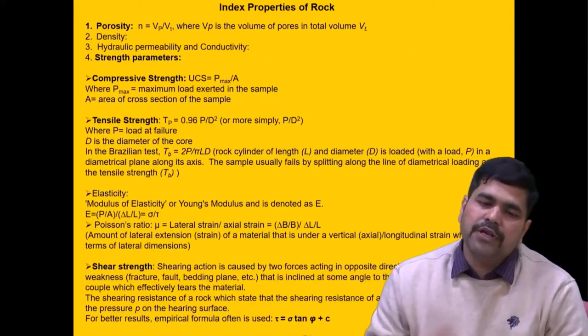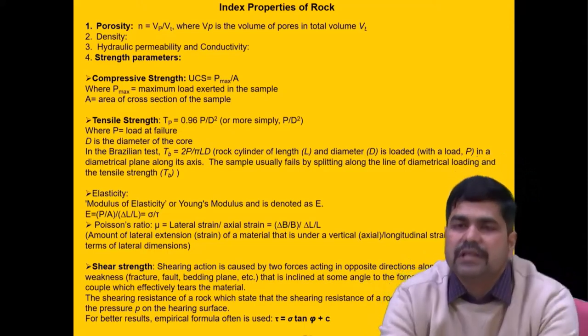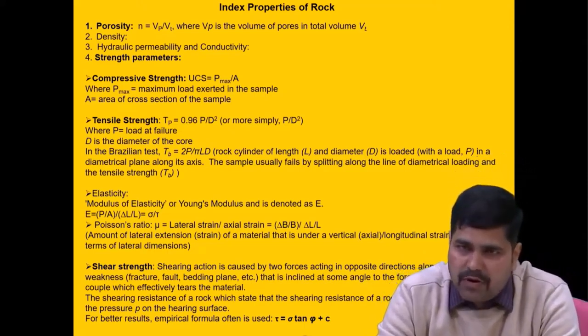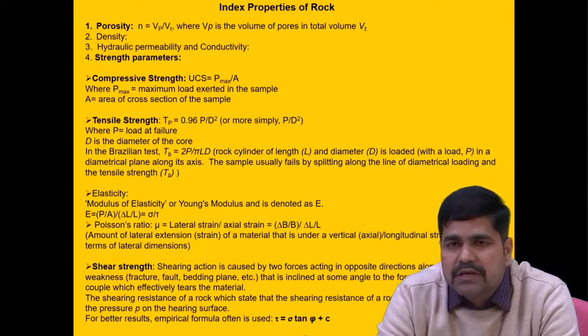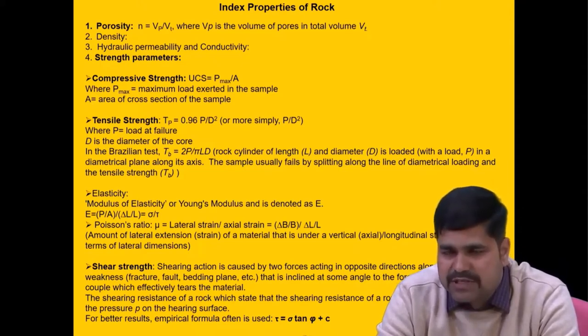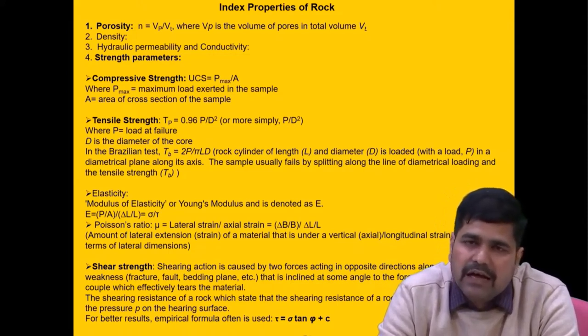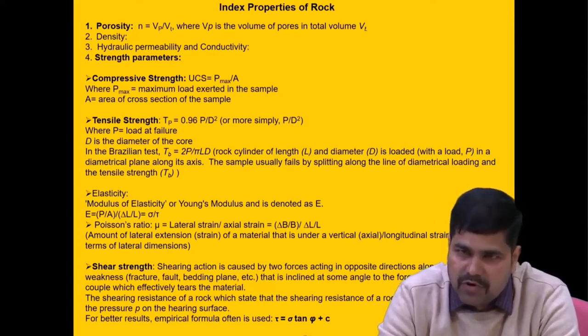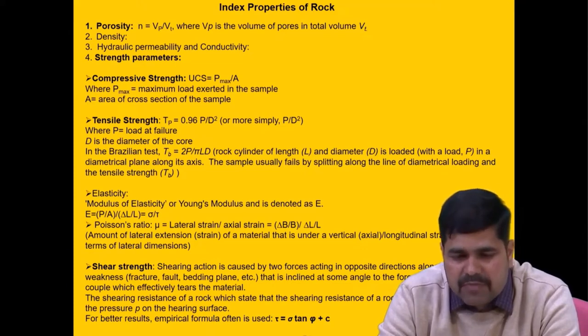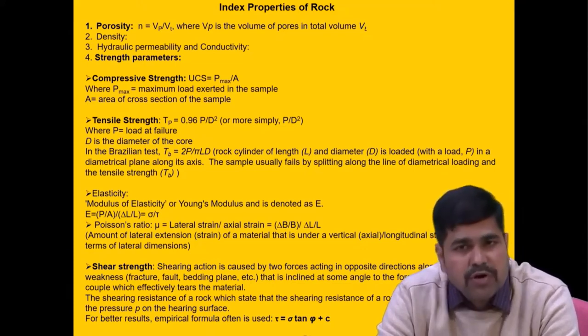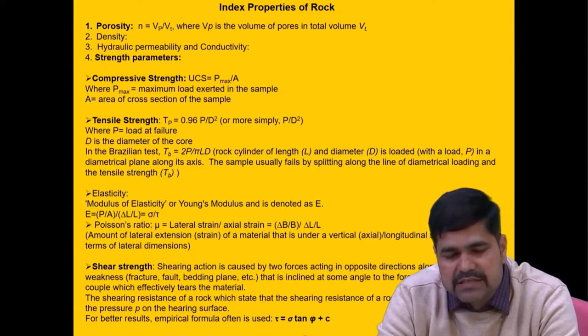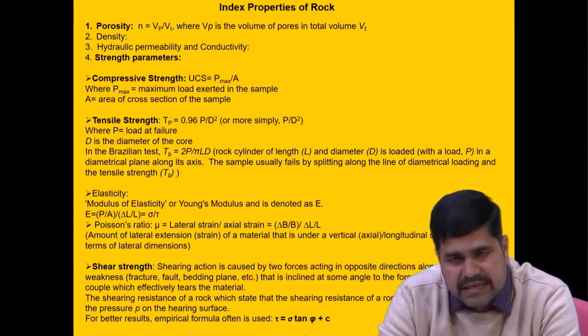Now to continue with this discussion, we need to understand the index properties of rock. What I described in the previous slide is a broad classification, broad aspects that we need to consider. But what exactly are the index properties of different types of rocks that we have to get information on? First is porosity, then density, permeability. But forget about that. Most important in this class is the strength parameter of the rock. There are 3 strength parameters.